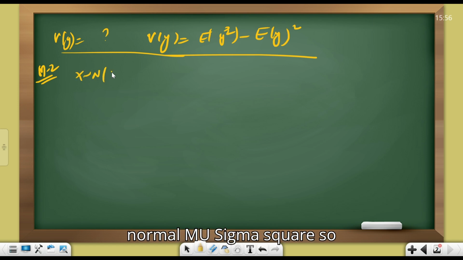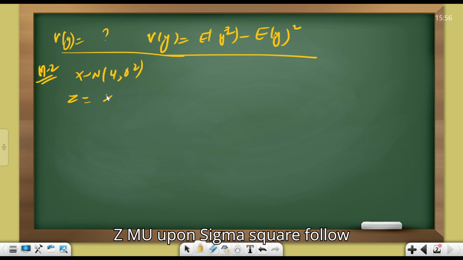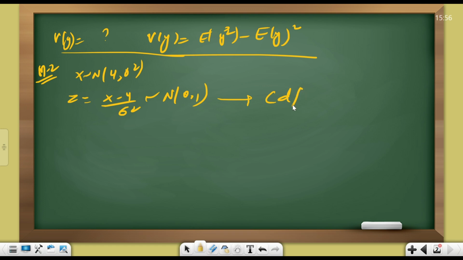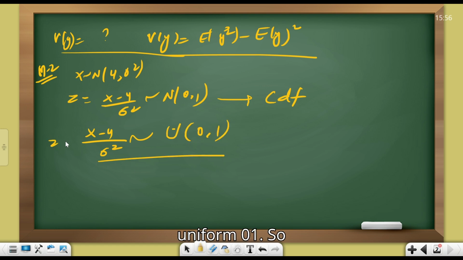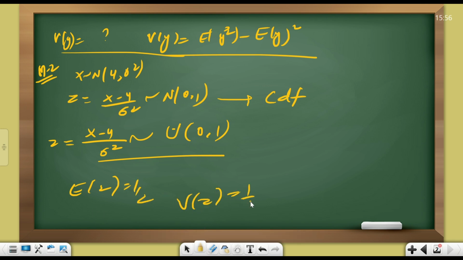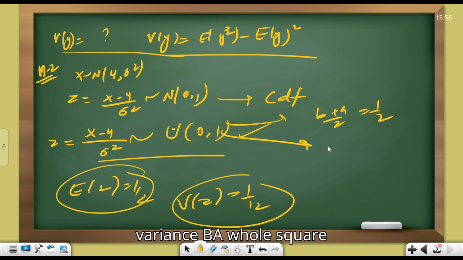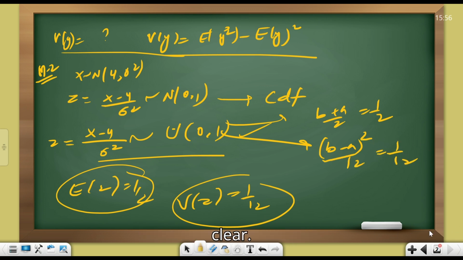x follows normal mu comma sigma square. So z is equal to (x minus mu) upon sigma follows normal 0 comma 1. So this is the CDF. So this will follow uniform 0 comma 1. So यहाँ से expectation of z आएगा ना 1 by 2 और variance of z आएगा ना 1 by 12. क्यों, यूनिफॉर्म का तो सबको पता होता है कि इसका क्या होगा, uniform expectation of x (b plus a) upon 2. So this is 1 by 2 और इसका variance क्या होगा, (b minus a) whole square upon 12. So this is 1 by 12. क्लियर है.